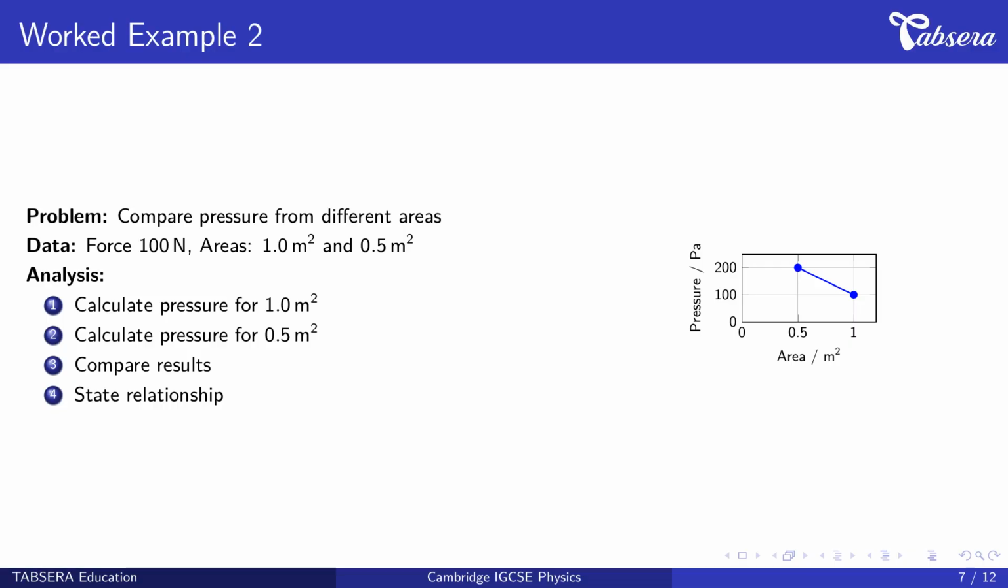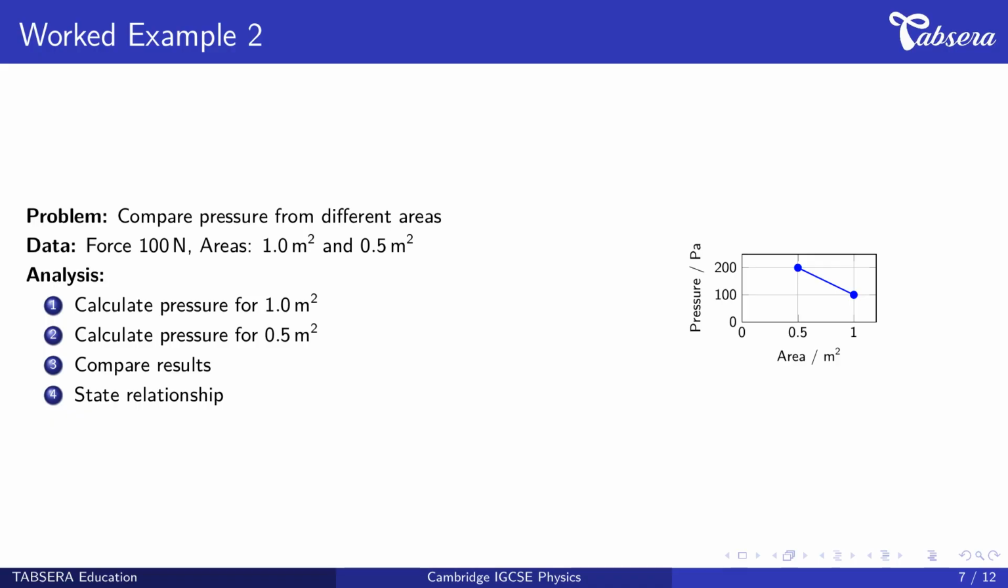Example 2 applies the same principle differently. The problem is, compare pressure from different areas when the same force acts on each. The data shows force of 100 newtons acting on two different areas, 1.0 square metres and 0.5 square metres.